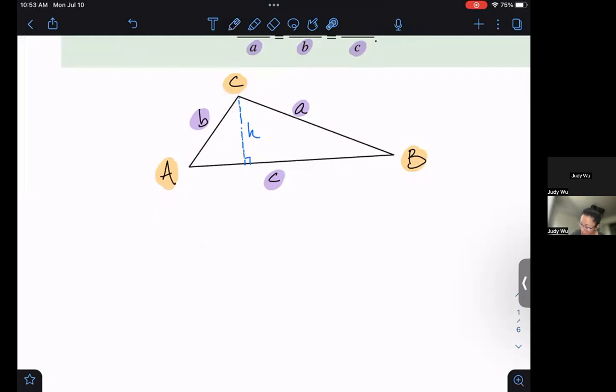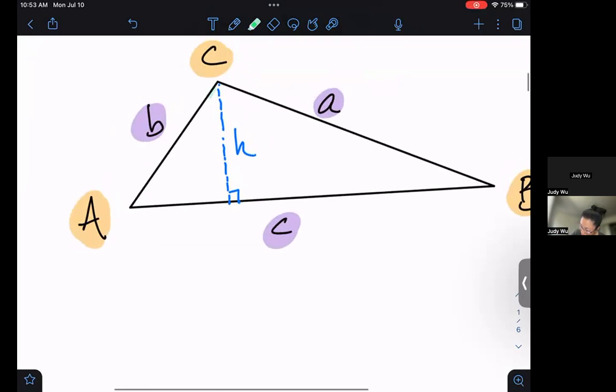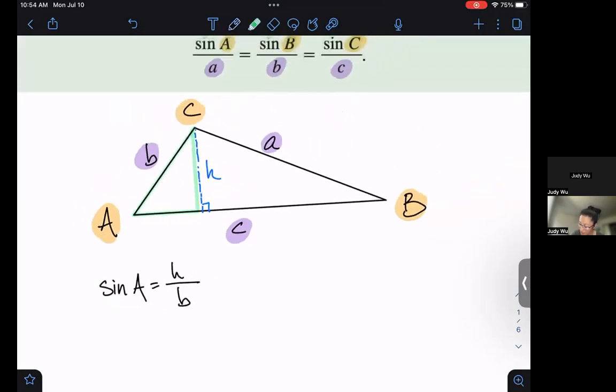All right, and let's maybe add some color to this, in this green triangle here. We're going to use that to find sine of A, all right? And so sine of A, we know is the opposite over the hypotenuse. So opposite is H and hypotenuse is B, so H over B. And this comes from that green triangle, okay?